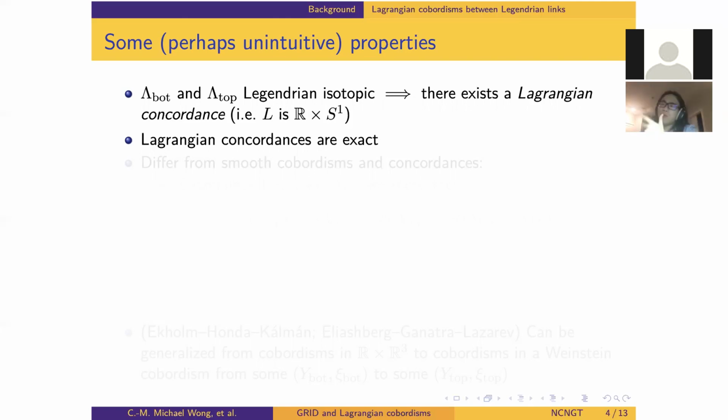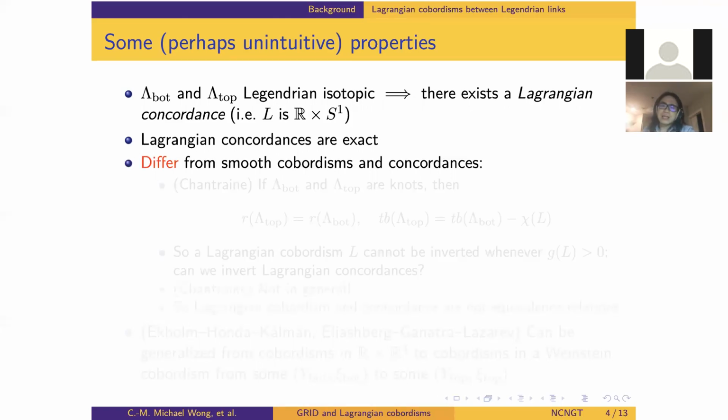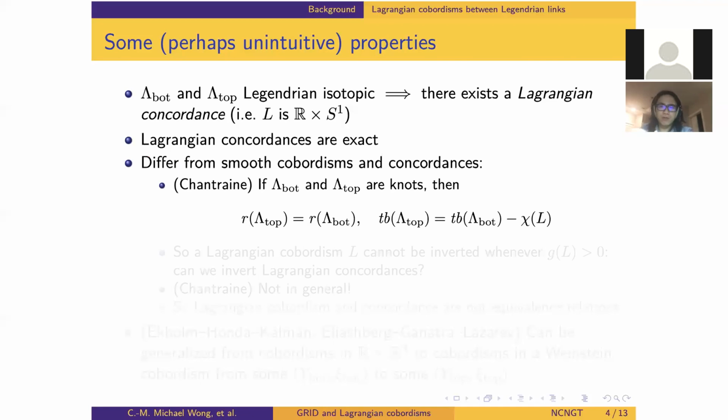Now, the main takeaway I want to highlight here is that Lagrangian cobordisms are quite different from smooth cobordisms and concordances. So, for example, Chantraine proved that if you have two Legendrian knots at the top and bottom, and you have a Lagrangian cobordism in between, then the classical invariants, the rotation number R and the Thurston-Bennequin number TB, satisfy these two equalities. Sorry, not inequalities, equalities.